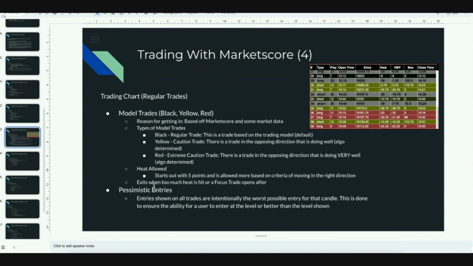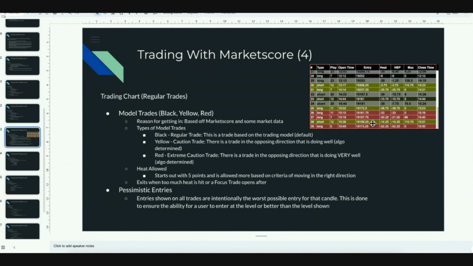The other thing to keep in mind is I use pessimistic entries, meaning these entries right here that it shows you are the worst possible entries for that candle. The reason why I do that is because my goal is for you to be able to enter the trade at whatever level it's showing or better. And very often in the NQ, you can do better. I would say 95% of the time, you should be able to do about 5 points better than what this trade is showing. The goal for me is that people will actually be able to get in.